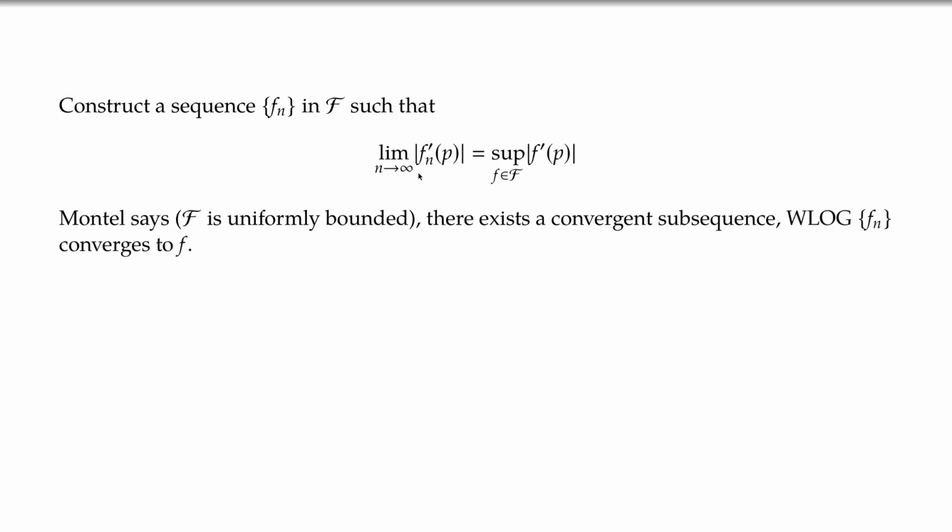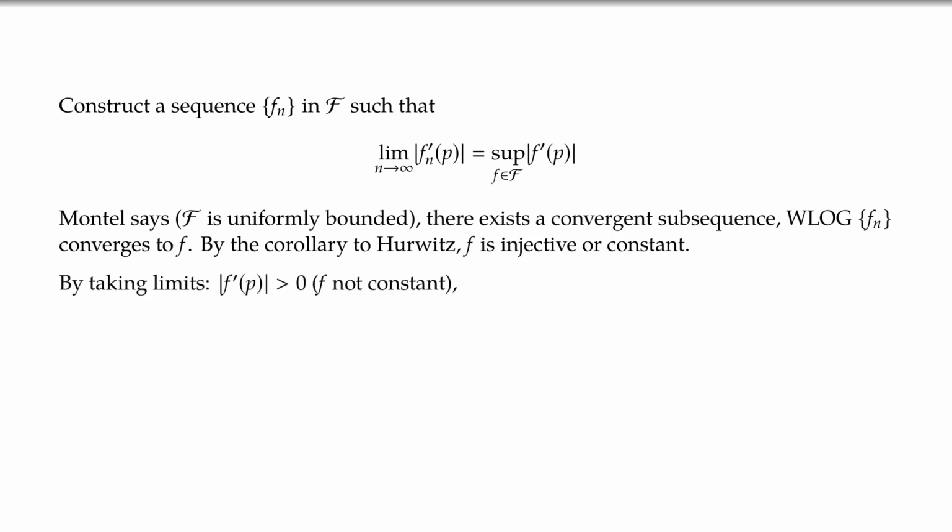Now, without loss of generality, we could just assume that f sub n is that convergent subsequence. I mean, it's clearly still going to satisfy this limit over here, and so we can just assume it is convergent by Montel, and that it converges to some function, and let's call it f. Okay. By this corollary to Hurwitz, that said that if we had a convergent sequence of injective holomorphic mappings, then the limit was either injective or constant. Could be constant.